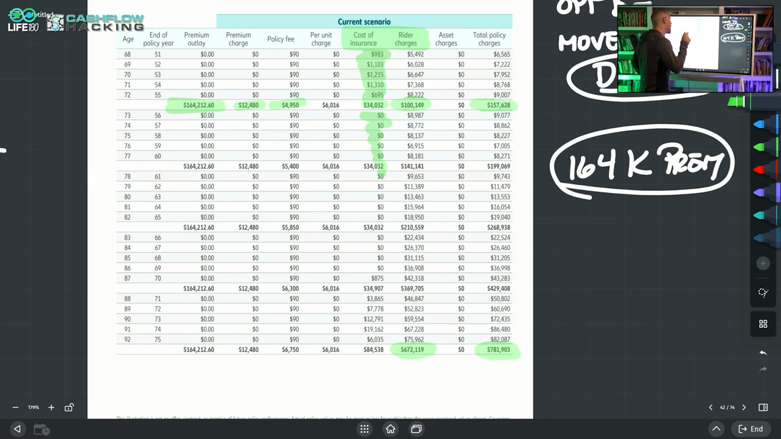But just from a cost of insurance expense, you can see here, the whole life, by the way, if this were whole life in these ages, all this would be gone. There'd be no fees, no costs, no charges. It would be fully paid up.